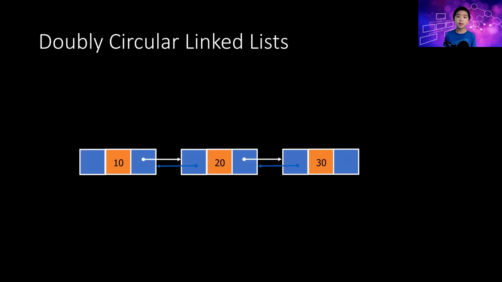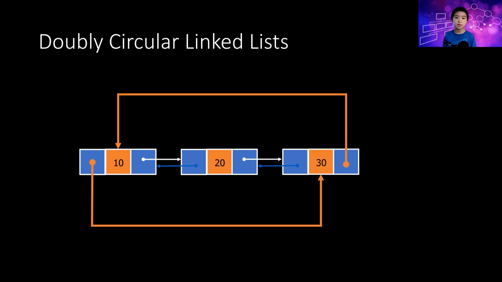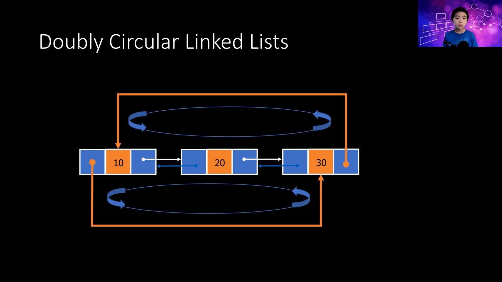What if we combine the benefits of circular linked lists and doubly linked lists together? That will give us the doubly circular linked list. Doubly circular linked lists are doubly linked lists, except the head in the linked list becomes the tail's successor, and the tail becomes the head's predecessor. Therefore, there are 2 circles in this linked list. Similar to circular linked lists, we only need to maintain a tail pointer.